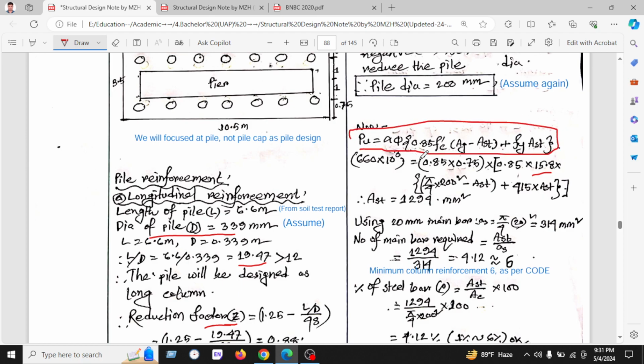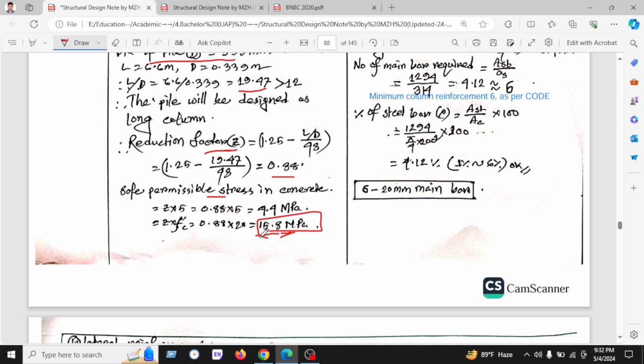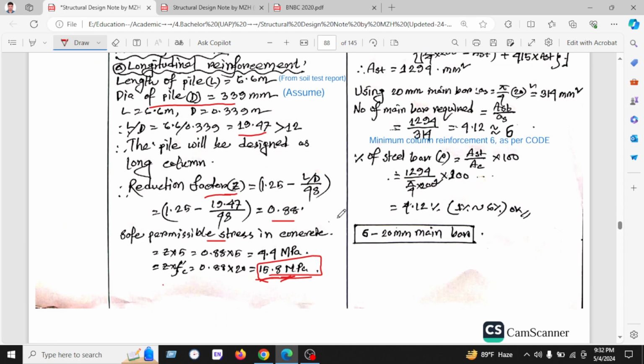So P equal to alpha phi 0.85 F'c (Ag minus Ast) plus Fy Ast, and alpha equal to 0.75, 0.85, and F prime C is 15.8. We have already shown why you will use 15.8, because the same permissible stress in concrete, which is 15.8, is found as Z into F prime C.